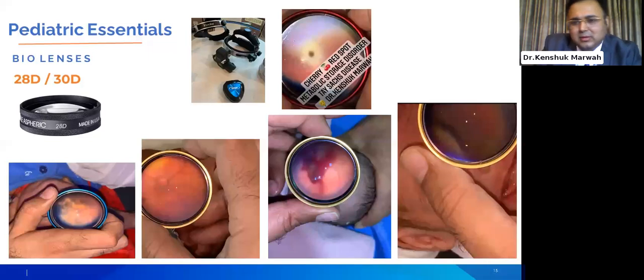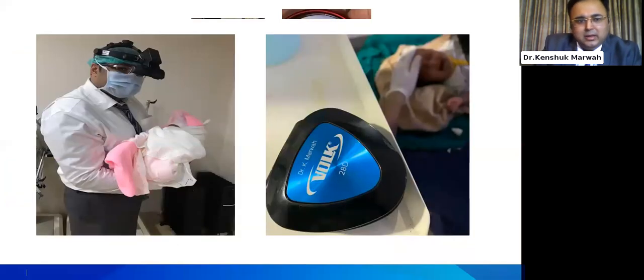So the lenses and the image actually helped us capture the diagnosis, and the baby was put on the right treatment. The baby was diagnosed to have a metabolic storage disorder called Tay-Sachs disease. So these are my happy babies, and this is my routine practice. It's an engraved, specialized, personalized lens which I'm using for my ROP examination babies. The 28 diopter lens is what I use.